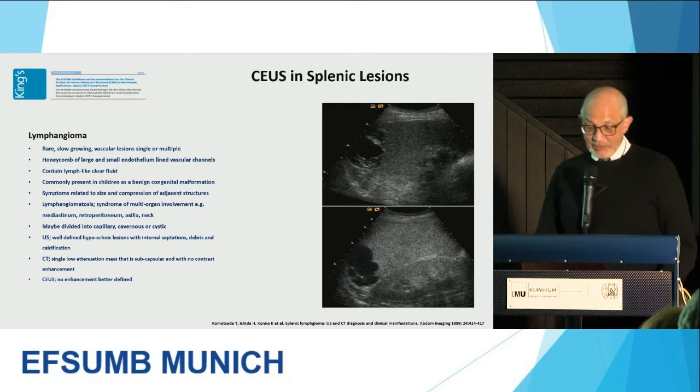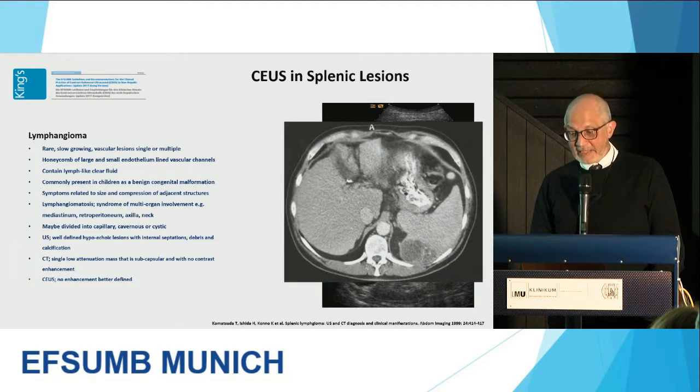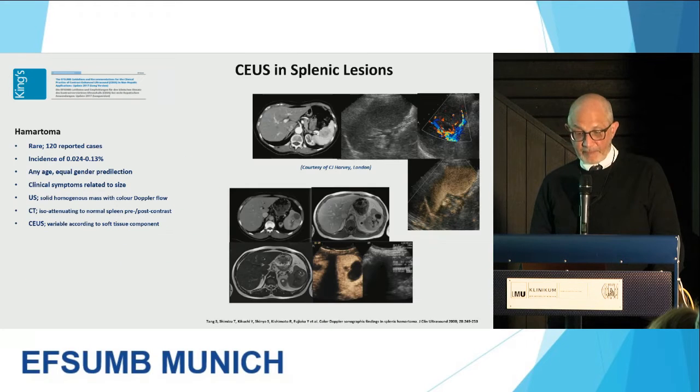Lymphangioma is rare. I don't want you to go home to think that tomorrow you're going to find a lymphangioma on a spleen examination. It's slow-growing, it's a vascular lesion, maybe single or multiple, but there are pockets of cystic change within these lesions. It's present in children as a benign congenital malformation, and it can cause symptoms if it increases in size. And this is an early image from when contrast-enhanced ultrasound was grayscale, and it depicts it a little bit clearly, but you can't make the diagnosis other than by exclusion on the contrast-enhanced ultrasound, and there's the equivalent on your CT examination.